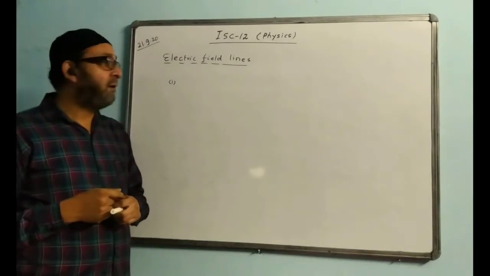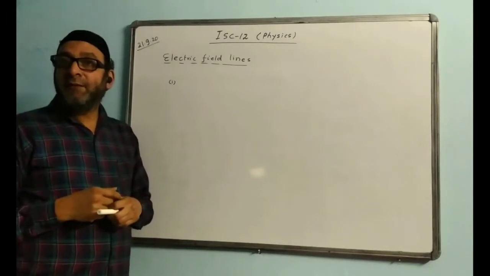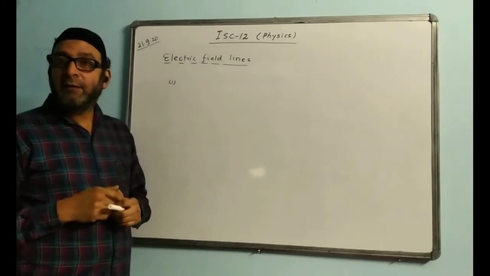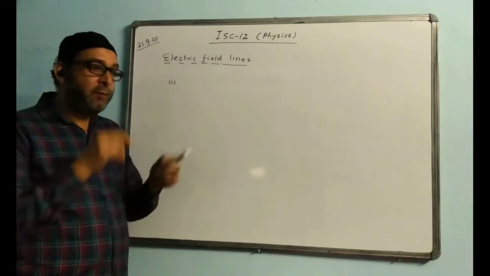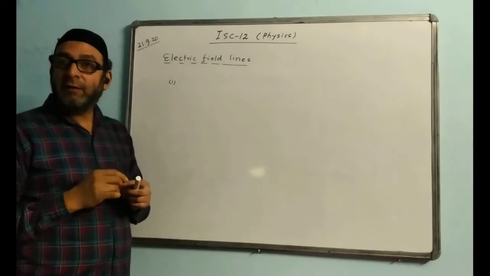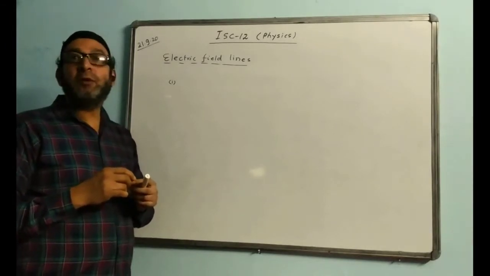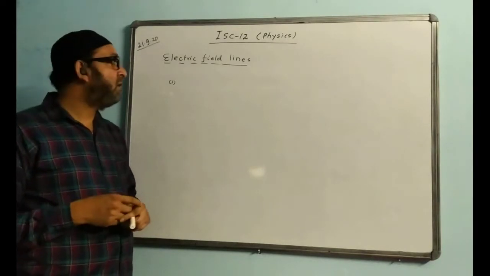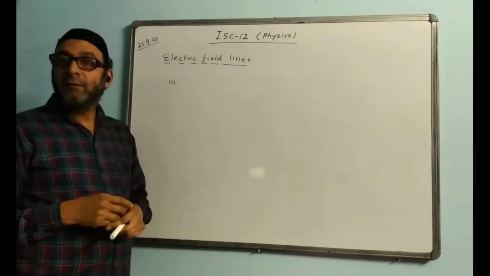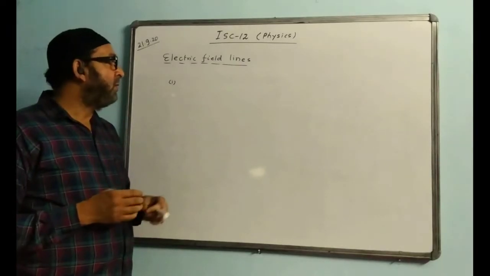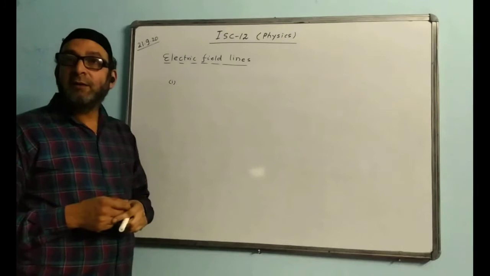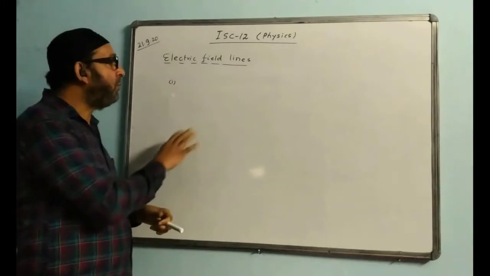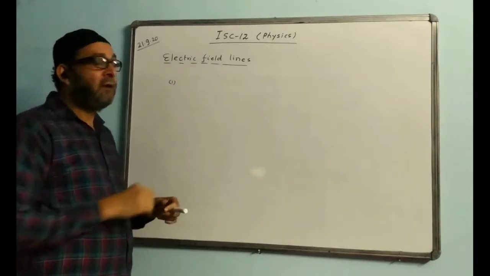Why? The question arises why? Because if they intersect, there will be more than one electric field at that point, which is not possible. At a point, we will have a single electric field. If they are cutting at a point, that means there will be two different tangents and then two different electric fields at a point, which is not possible. So, this is the reason why two field lines never intersect each other. This is the most important property regarding the electric field lines.